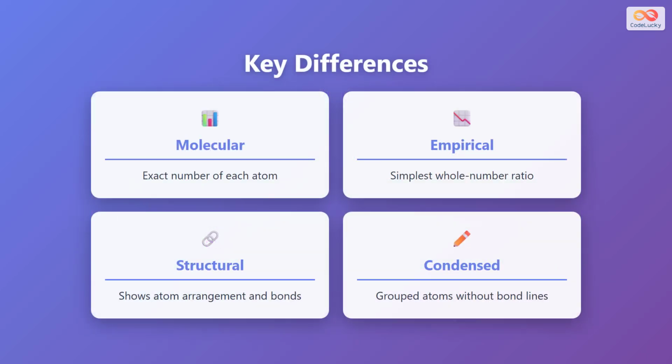Let's summarize the key differences between these formula types. Molecular formulas give us the exact number of each atom. Empirical formulas provide the simplest whole number ratio. Structural formulas show us the arrangement of atoms and how they're bonded together. And condensed formulas group atoms without drawing bond lines, offering a middle ground between molecular and full structural representations.